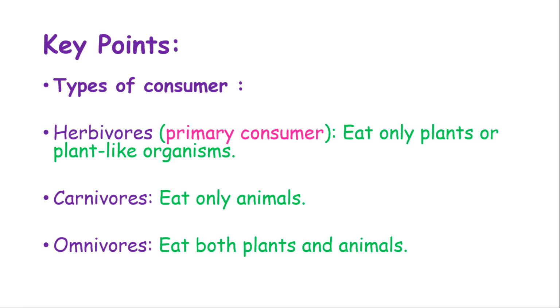Now omnivores, they eat both plants and animals, such as us, because we will eat our vegetables, we eat chicken and so on. So we eat corn, so we eat plants, and we eat animals. So we are omnivores. We have more than one food source or type.